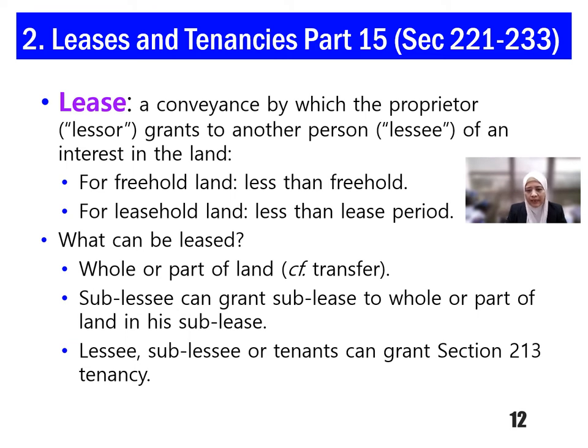For leasehold land, the lease must be less than the remaining period. So if the proprietor holds a leasehold land of 99 years with the remaining term of 89 years, he must grant a lease below the 89 years. So what can be leased? Here is special. The whole of the land, yes. Part of the land can also be leased. Now, transfer just now, part of the land cannot be transferred, right? CF means compare. Compare with transfer. In the case of transfer, the whole of the land can be transferred, part of the land cannot. Now, a sub-lessee can grant a sub-lease of the whole or part of his land in his sub-lease.